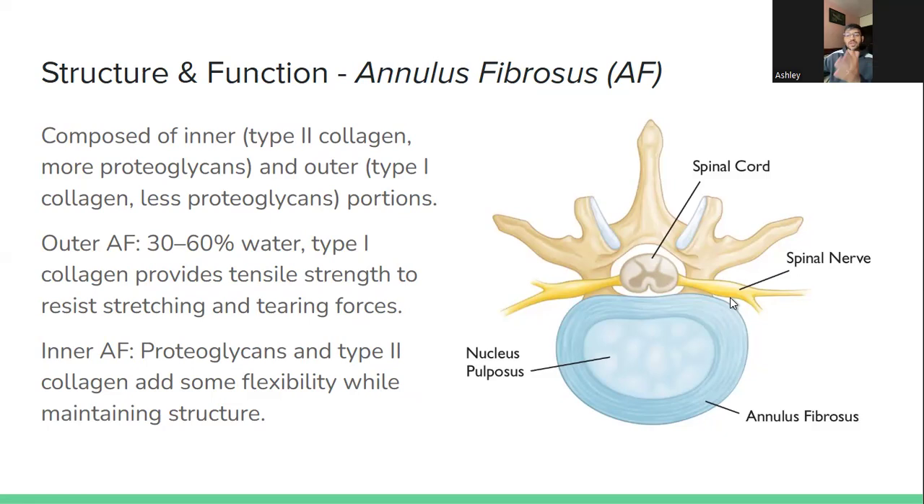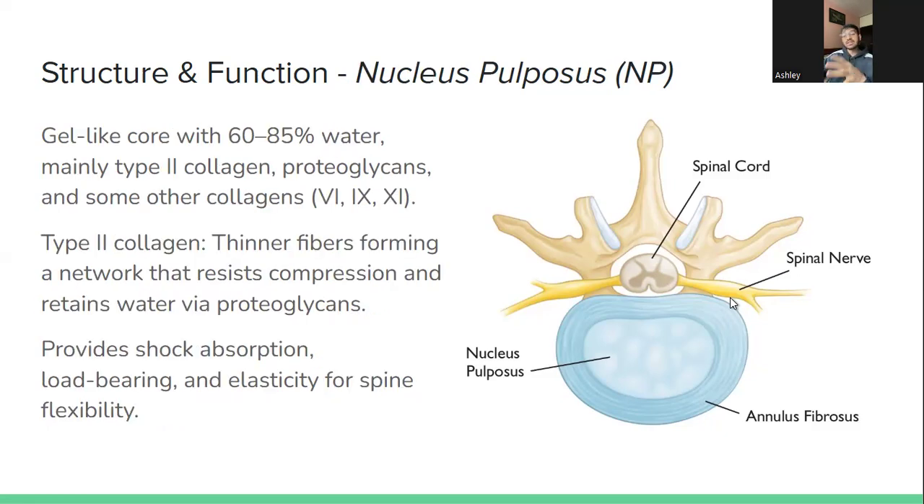If you see in the previous one, there's only 30-60% of water. Here, there's 60 to 85% of water, which is, like I said, a gel-like core, right? Now, here it is mainly type 2 still, but it is mostly like type 1 here and there, mostly on that side. And proteoglycans are very, very rich over here.